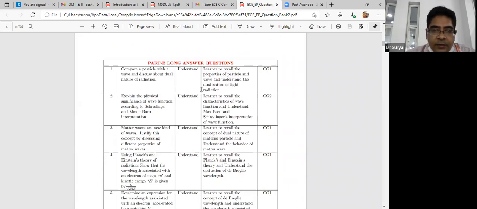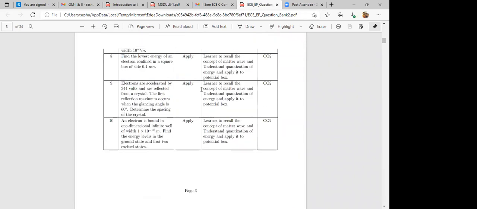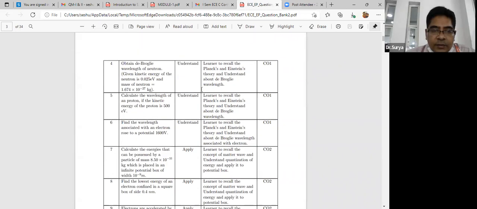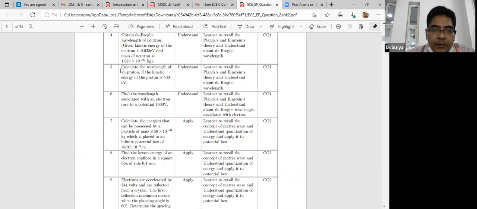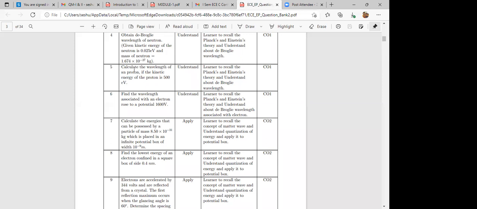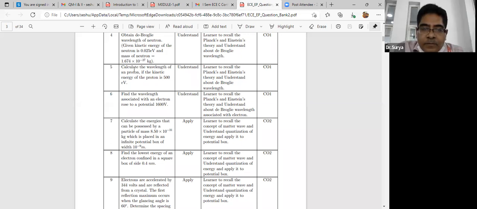Only 4 questions, sir. Yes, sir. So did we not discuss this question? Calculate the wavelength of a proton. No, sir. The kinetic energy of the proton is 500 electron volt. So the same expression: calculate the wavelength of a proton, lambda equals h by under root 2mE. Same expression we have to follow. So the sixth question is also the same.